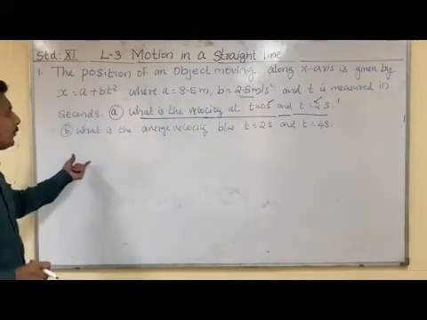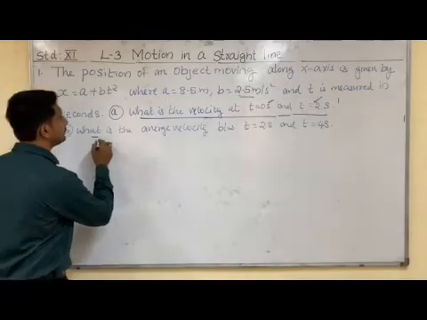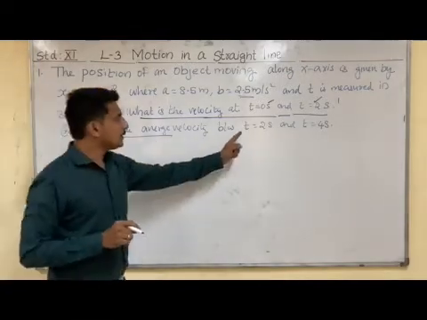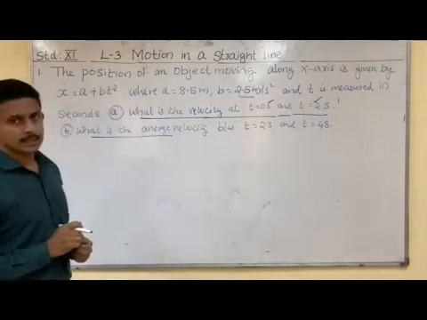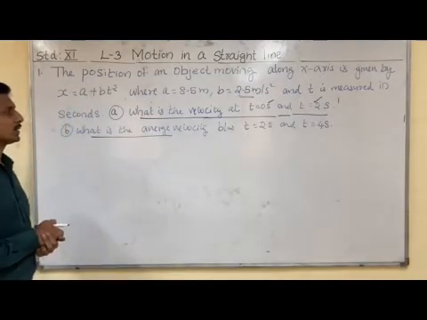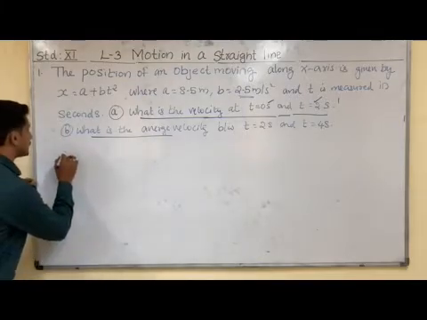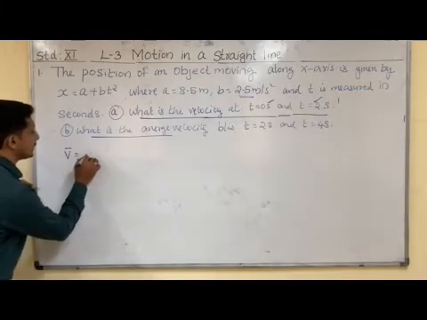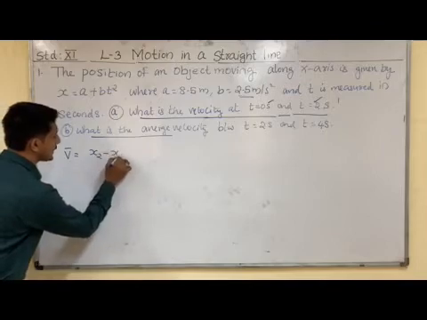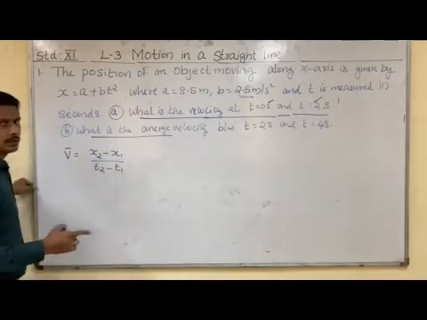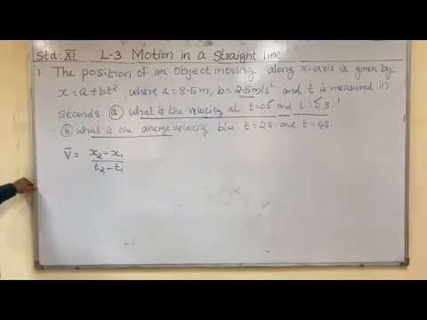Now we are going to calculate the second part. What is the average velocity of this object between the time interval t is equal to 2 seconds and 4 seconds? We know average velocity is given as x2 minus x1 divided by t2 minus t1. This is the equation for average velocity.